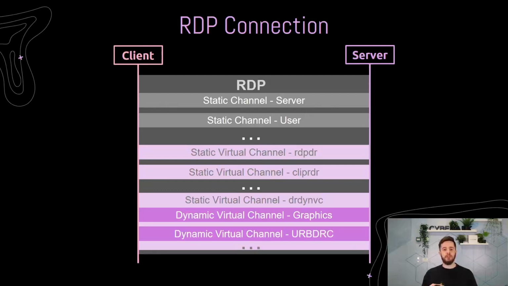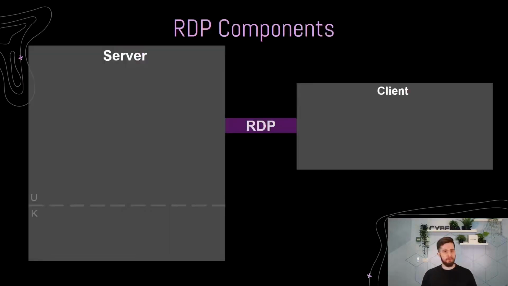Now, each of those channels serves a completely different purpose. So you can have, for example, a user input channel, a display monitor channel, an audio channel, and so on and so forth. And every channel has its own initialization sequence, message types, and data structures, which basically makes it its own protocol, hence calling RDP the protocol of protocols.